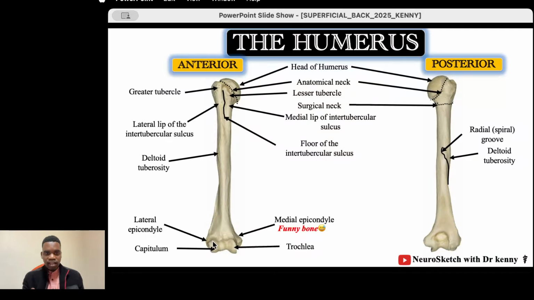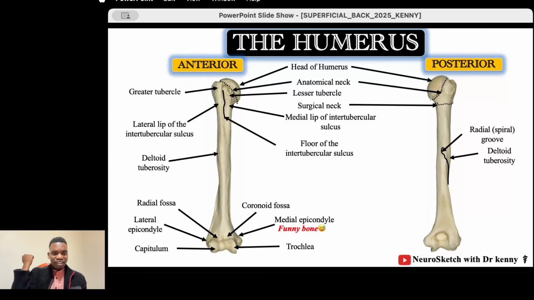So just above the capitulum and the trochlea, we have some shallow depressions. We call them fossae, one on the lateral, one on the medial. The lateral one is known as the radial fossa, and the medial one is known as the coronoid fossa. The radial fossa and the coronoid fossa. Why are they called radial and coronoid fossa? It's because here is where the head of the radius will sit in a flexed elbow joint. When you're flexing the elbow joint, the head of the radius will occupy the radial fossa, and of course the coronoid process of the ulna will occupy the coronoid fossa.